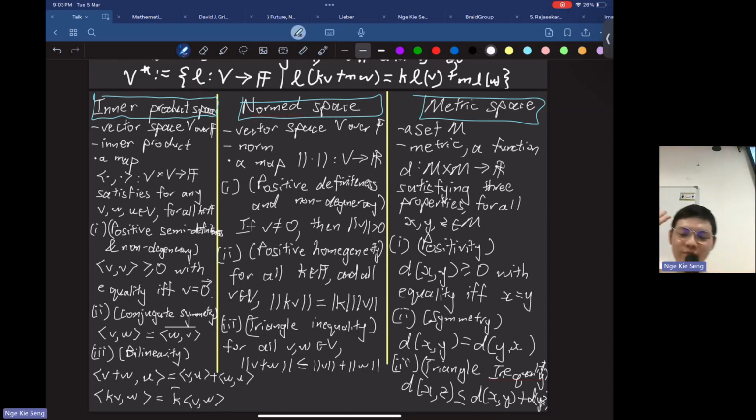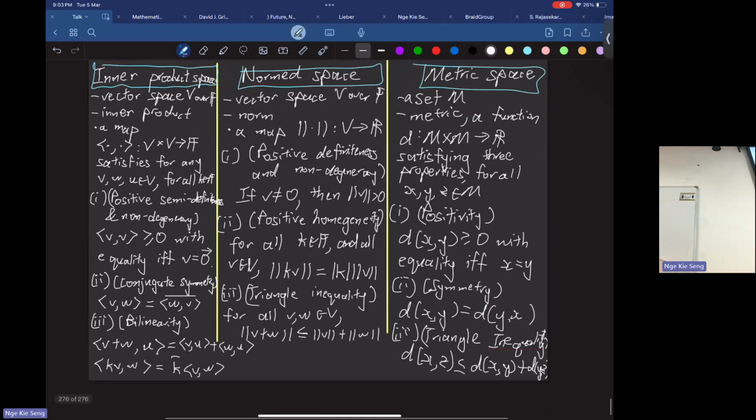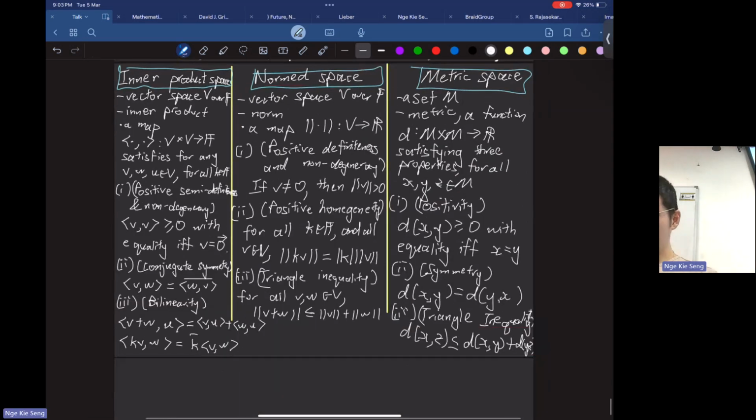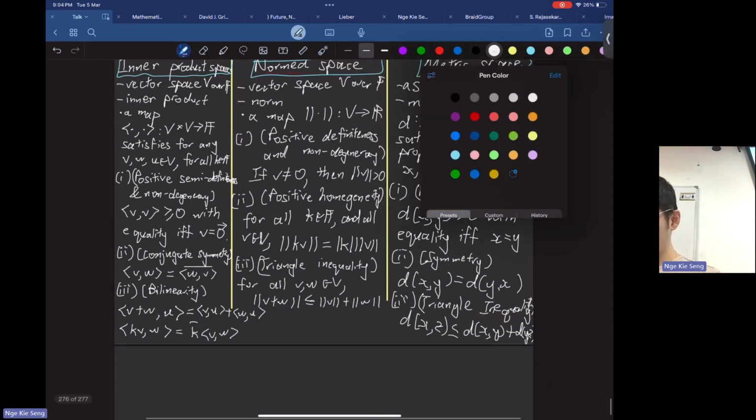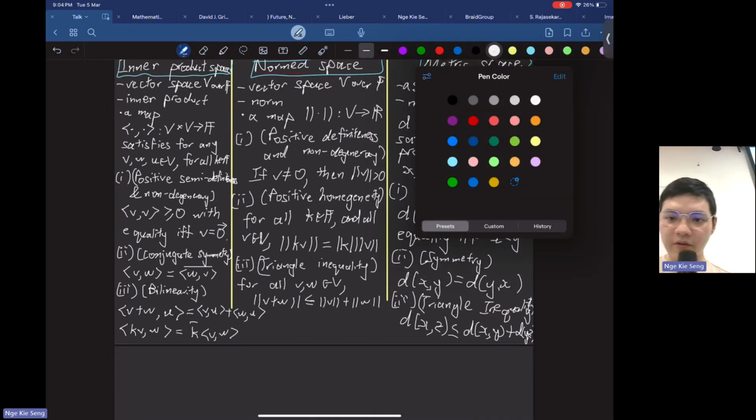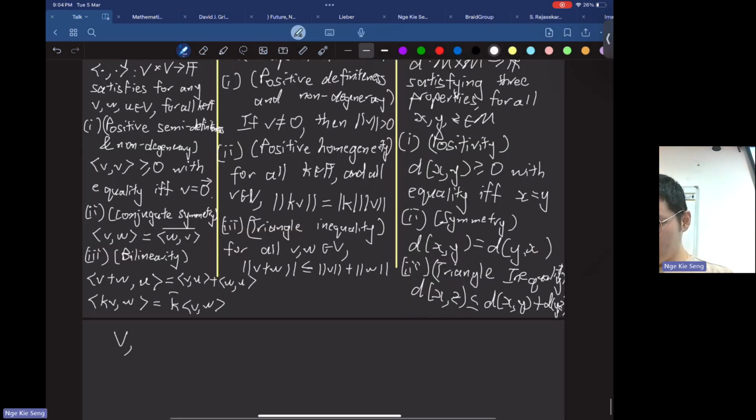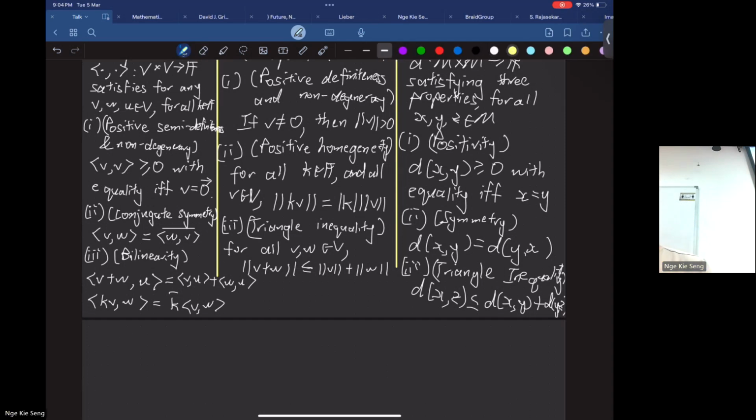Okay, so before I end this, let's talk about the relation between these three first. So first you have a vector space, okay, let me use another color. We have a vector space with an inner product, right?